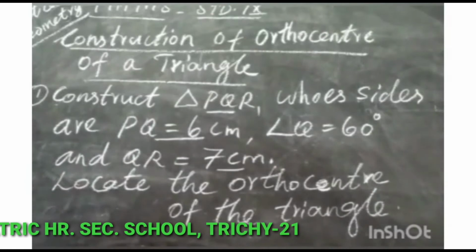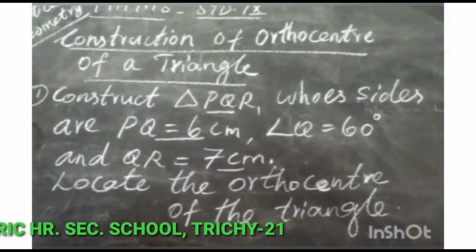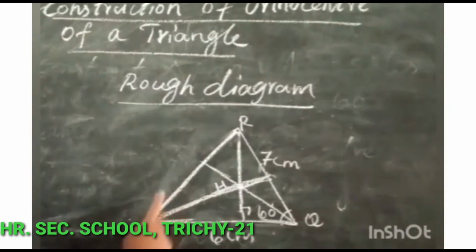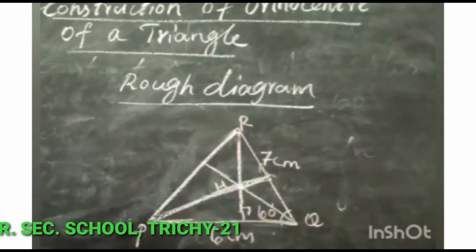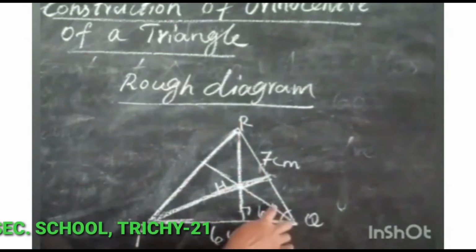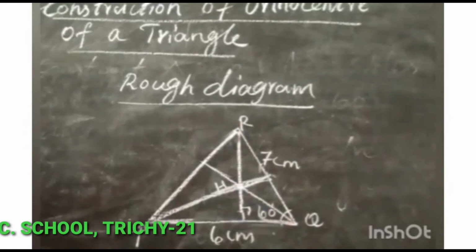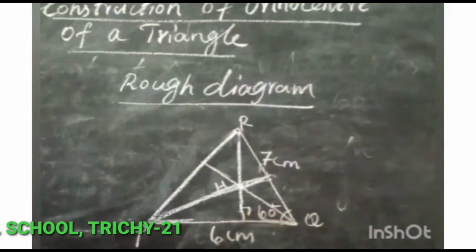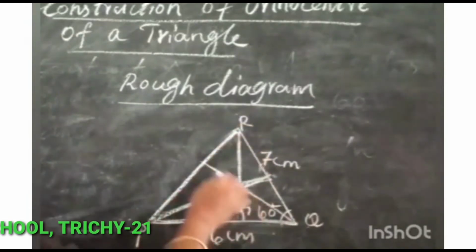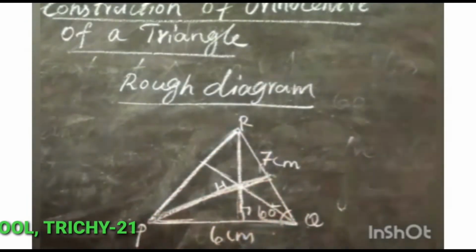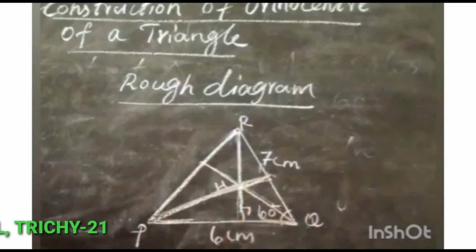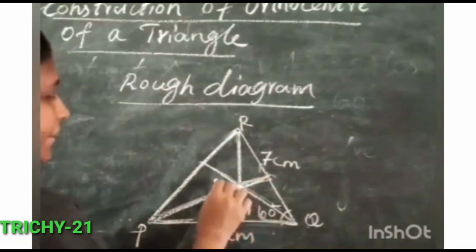Now let us see how to draw the rough diagram by using the given measurements. This is the rough diagram, PQR. Here PQ, the baseline, is given as 6 centimeter, angle Q is given as 60 degree, and QR, one side, is given as 7 centimeter. Here these three lines are the altitudes, that is the heights of the triangle. The altitudes of these three sides meet at one point, that is H.